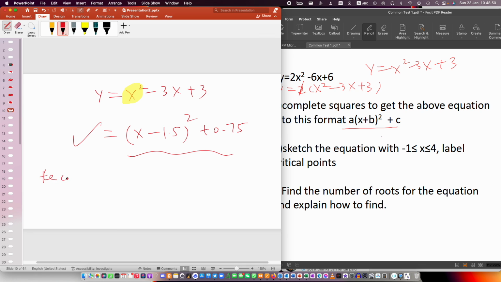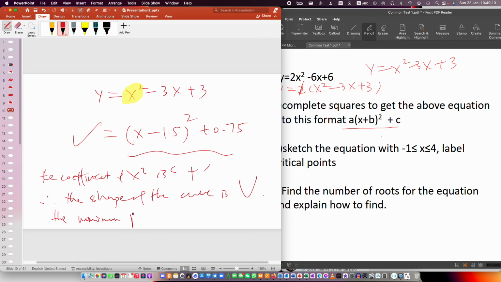The coefficient of x squared is positive. Therefore, the shape of the curve is this. So since the shape is this, so the minimum point. This is called minimum point, right? Yes. It does not have a maximum point because the maximum point goes to infinity.